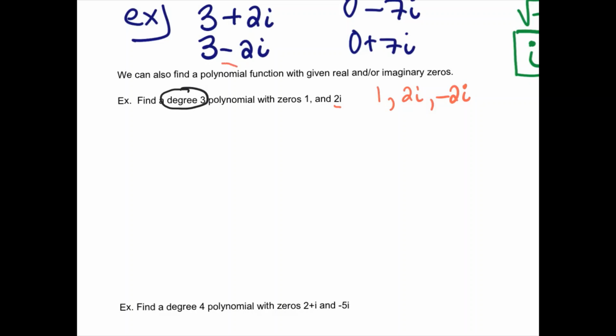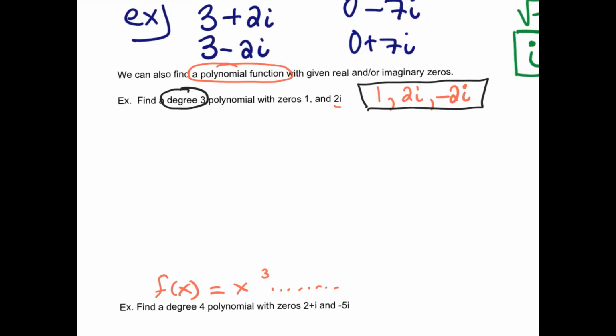But in this problem, it says I want to know what's a polynomial function. So I want some answer at the end. This says f of x equals x to the third and a bunch of other stuff in this polynomial. That's what I'm looking for. So the way we typically do this is, since we have these 3 zeros, we will start our polynomial function f of x. I will turn each of those into a factor.